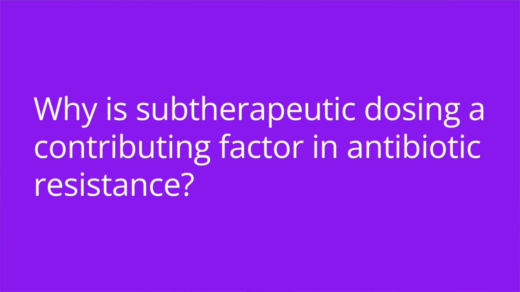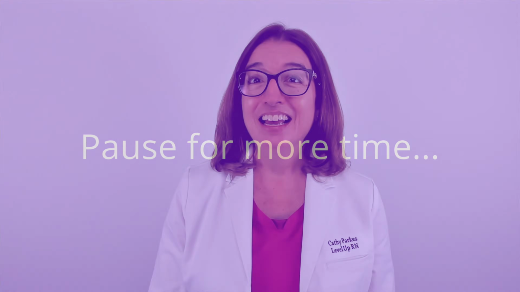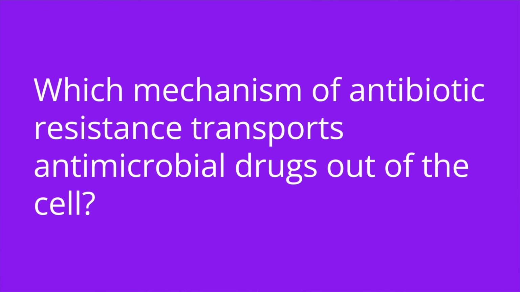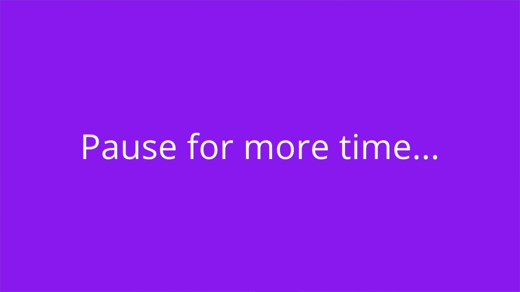Question number 2. Why is subtherapeutic dosing a contributing factor in antibiotic resistance? The answer is with subtherapeutic dosing, more susceptible bacteria may be killed off, but more resistant bacteria are able to survive and multiply. Question number 3. Which mechanism of antibiotic resistance transports antimicrobial drugs out of the cell? The answer is an efflux pump.